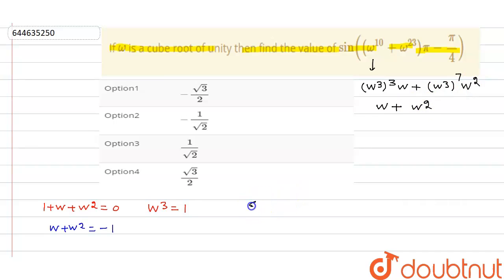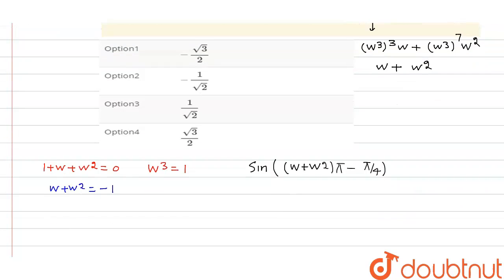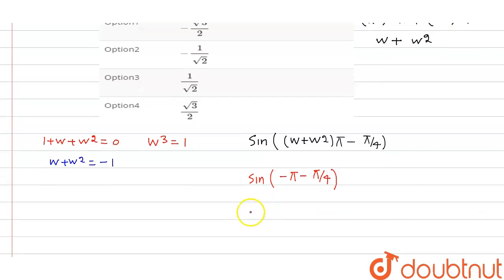So basically what we get is sine of (omega plus omega square) into pi minus pi by 4. Okay, so if you observe this, omega plus omega square was minus 1, so this will be sine of minus pi minus pi by 4. So this becomes sine of minus 5 pi by 4. Okay, this is 5 pi by 4.